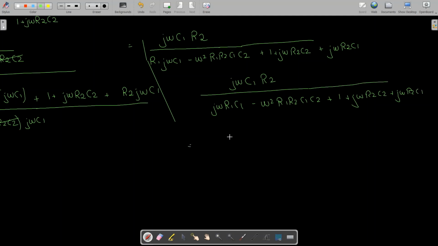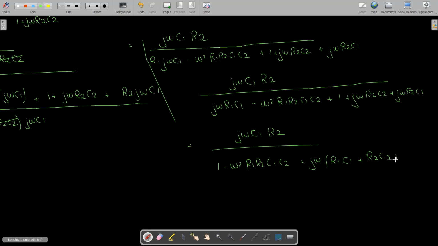Okay, let me write it in a proper form. This is j omega C1 R2, fine. And then we have 1 minus omega square R1 R2 C1 C2 first, the real part first. And then we have the imaginary part: j omega is common from these three, and we have R1 C1 plus R2 C2 plus R2 C1. Fine, so we have this expression.